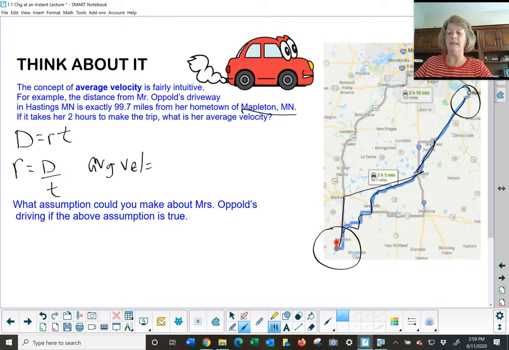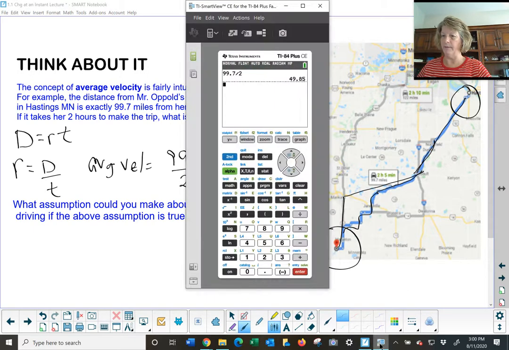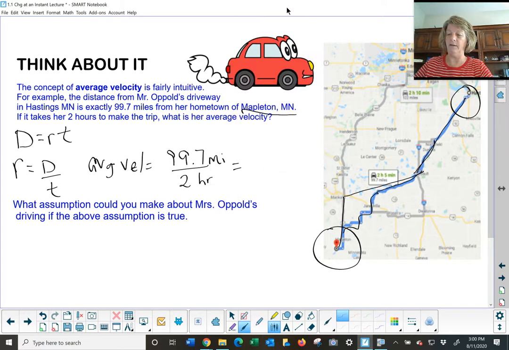And the average velocity is going to be 99.7 miles divided by, let's use labels, that's always a good idea, 2 hours. And then we see that we get miles per hour, which is a velocity label. If I divide that by 2, I have it on my calculator. Let me bring that up. 99.7 divided by 2 is 49.85 miles per hour.